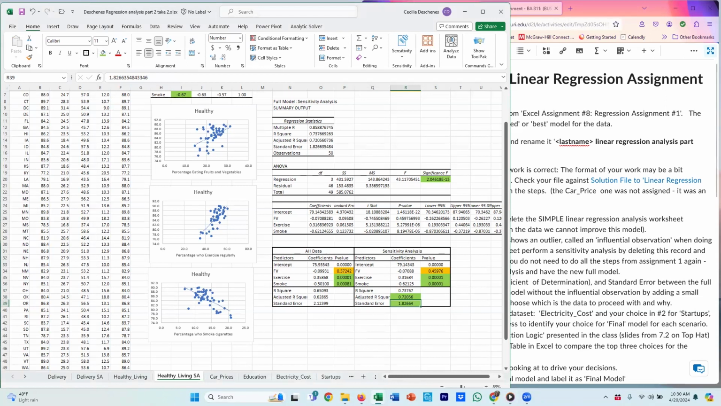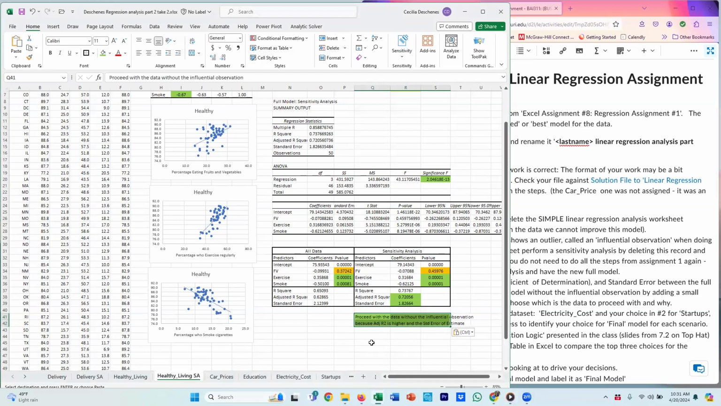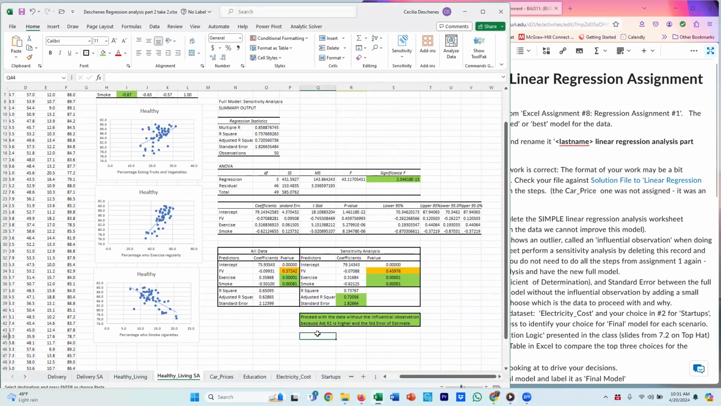So I'm going to proceed with the data without the influential observation, because the adjusted R-squared is higher and the standard error is smaller. And this model, now I can go back and make a statement about what this model's overall ability is. So it's explaining 74% of the variability in the data and does not explain 26% of the variability in the data. But I would not call this my final model because this has got a not significant predictor.